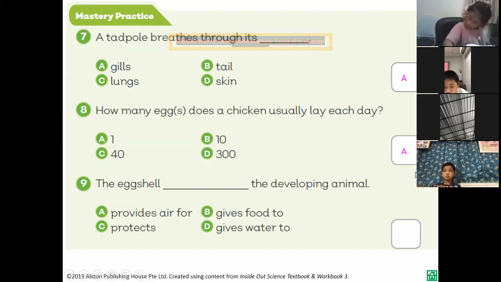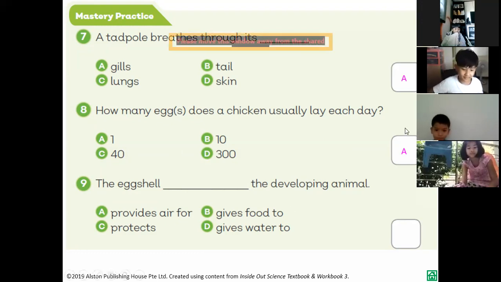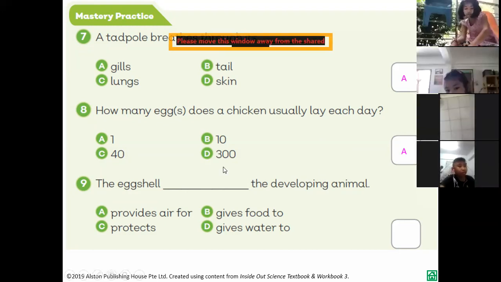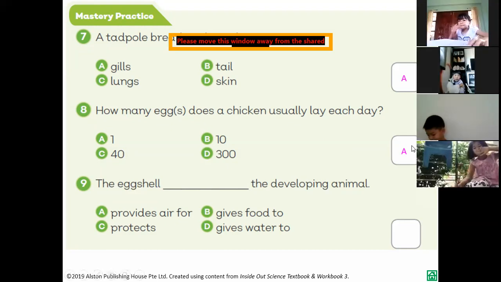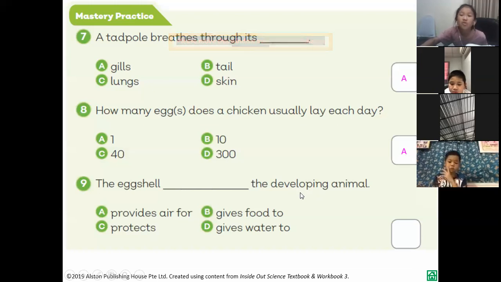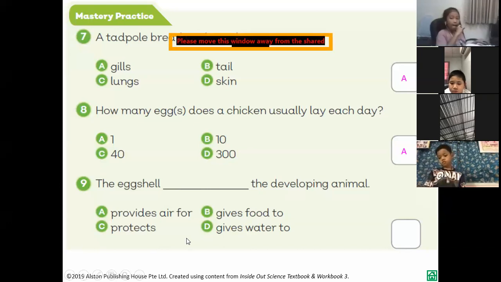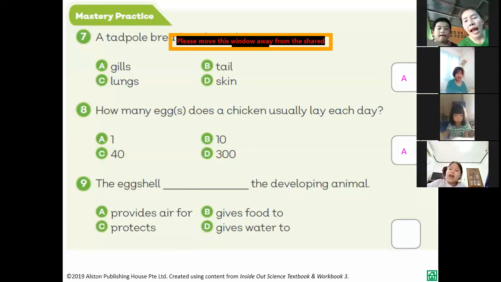Very good. Now let's proceed to number 9. Number 9, Pushi. Please. You read the question first. The egg developing animal. Okay, what's the answer? A, provides air for. Letter B, gives food to. Letter C, protects. Or letter D, gives water to. Teacher, C. Protects. Pushi, what's the answer? Letter C. Very good. So the answer is letter C.